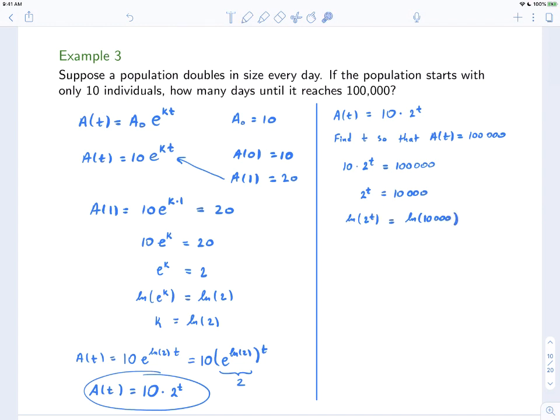One of the properties of logarithms is that if you have a logarithm where the argument has an exponent, you can take the exponent out. So we can take this t and bring it out in front. In other words, we have t times ln of 2 is equal to ln of 10,000. Now in order to solve for t, we just divide everything by the natural logarithm of 2. And that tells us that t is equal to ln of 10,000 divided by ln of 2.